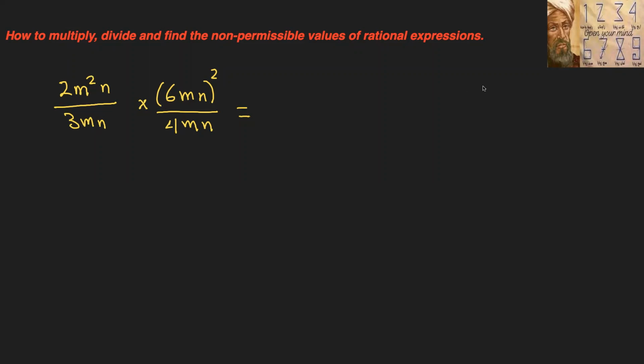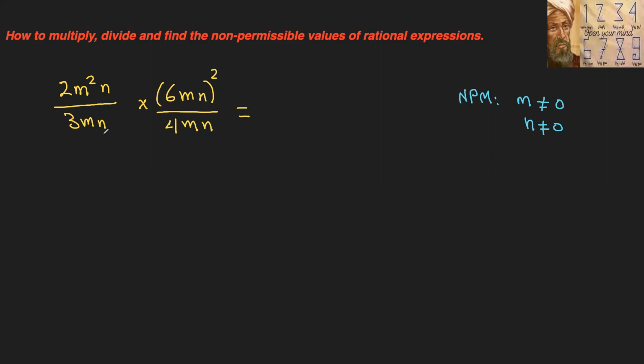So let's find the non-permissible values. I'm just going to call them NPV for non-permissible values. And here M cannot equal 0 and N cannot equal 0. So what's the non-permissible value?